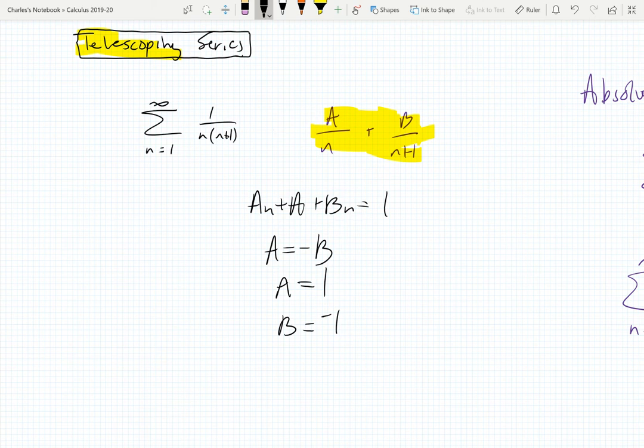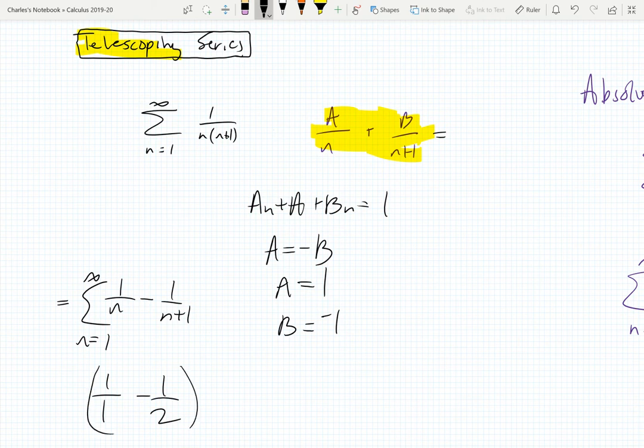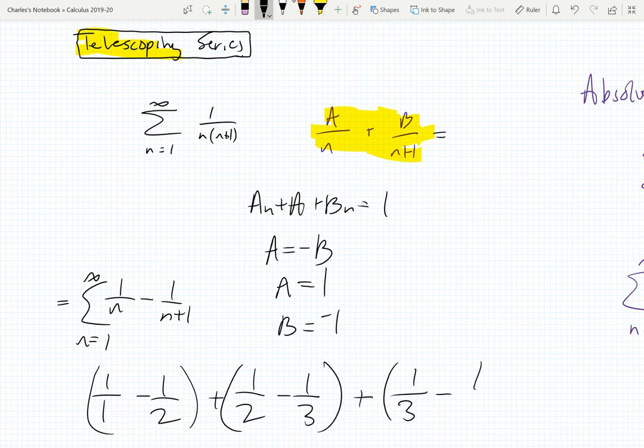But that would mean that another way of writing this would be 1 over n minus 1 over n plus 1, the sum as n goes from 1 to infinity. And so if you think of what happens, I'm going to plug 1 in here. I'm going to get 1 over 1 minus 1 over 2. Okay. Then my counter is going to go up. I'm going to get 1 over 2 minus 1 over 3. Okay. Then I'm going to get 1 over 3 minus 1 over 4. And it's going to keep going up like that.